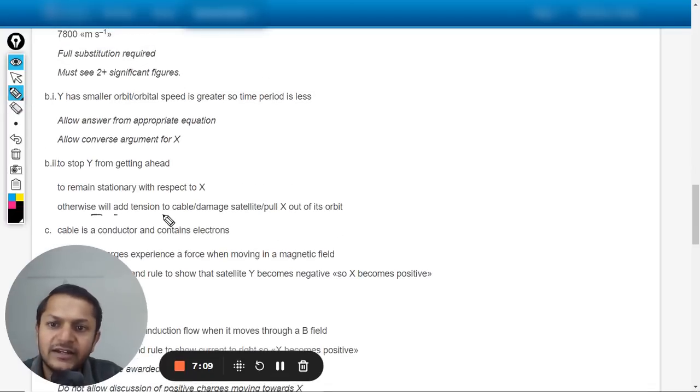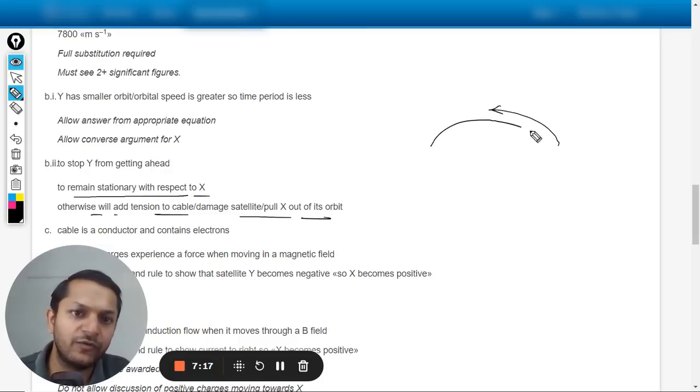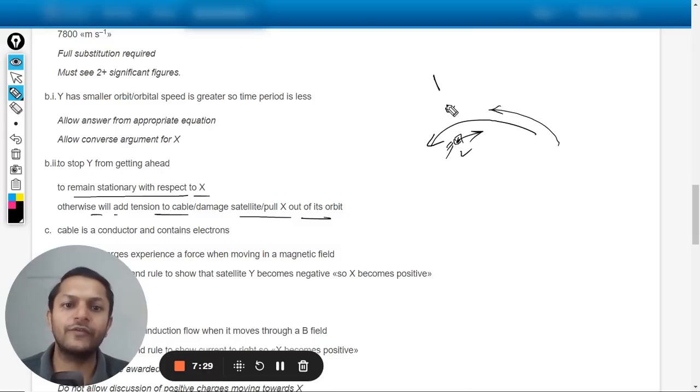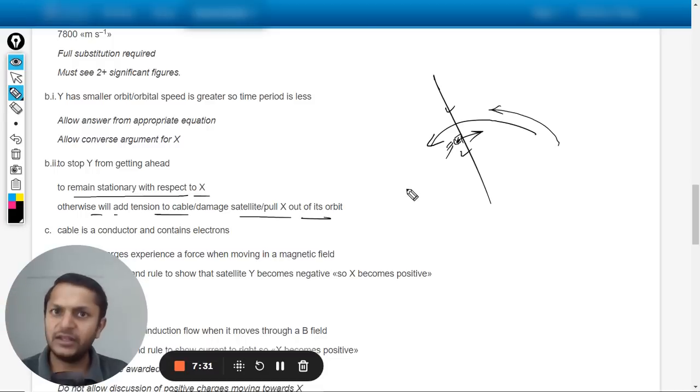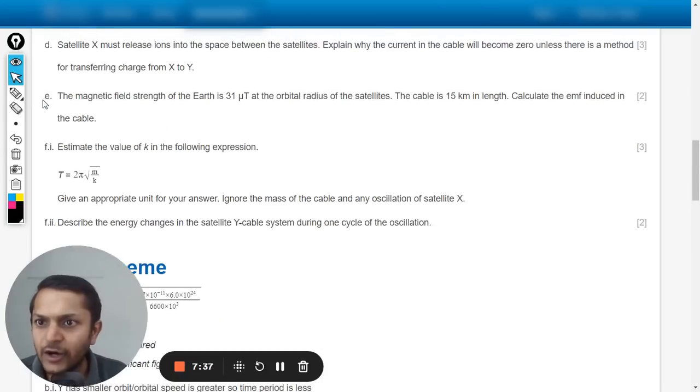Otherwise, this will add tension to the cable and damage the satellite, obviously, to remain stationary with respect to S. Yeah. So X is moving at a lower speed, but Y is moving at a faster speed. So there will be distance. So we will use the propulsion system that will be working against it, to keep the angular velocity of X and Y the same, equal. That is why. Let us go to question number C now.